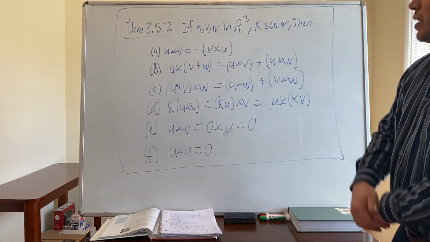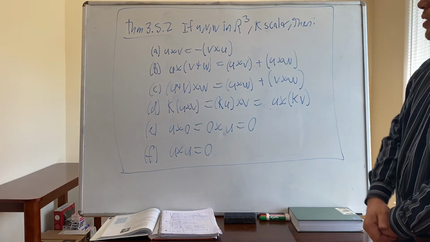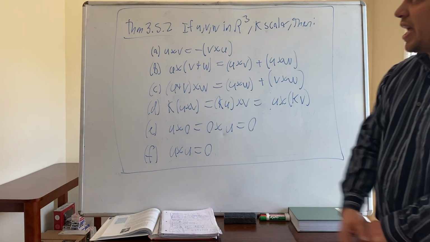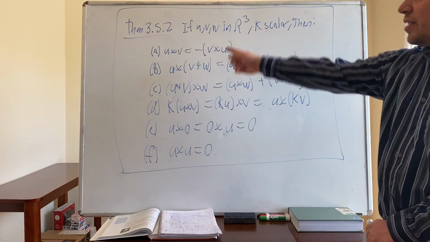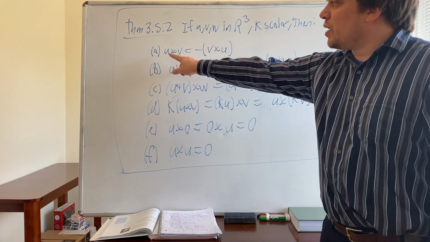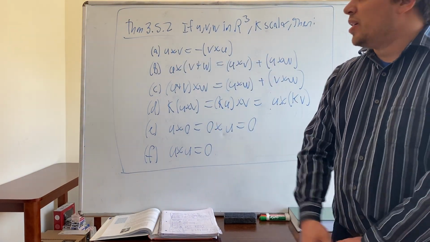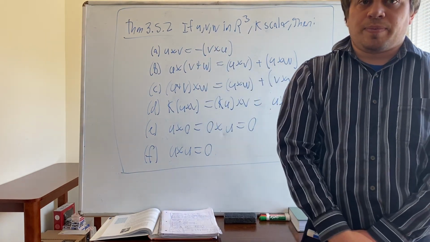So u, v, and w are vectors in 3 space. They're vectors with 3 components. k is a scalar. We have these 6 equations. A is called anti-commutativity. What that means is that if you take u cross v, it does not equal v cross u necessarily, but it equals negative v cross u.